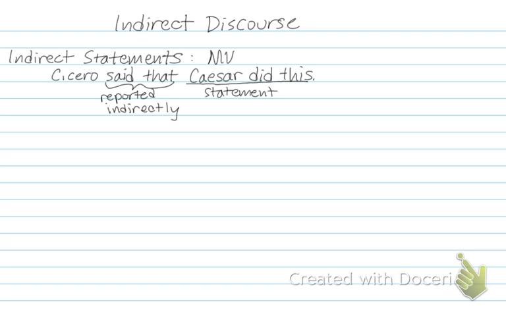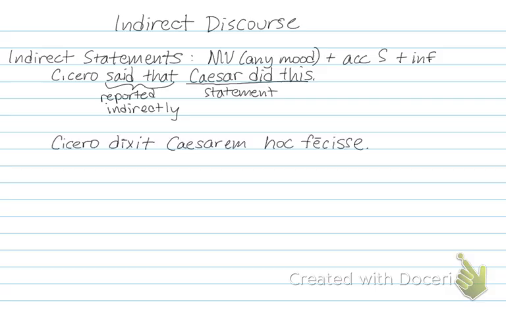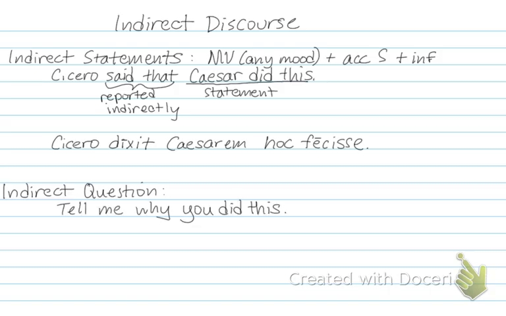In Latin, we take our main verb, said, that can be any mood, indicative, subjunctive, or imperative, and we add an accusative subject for the indirect statement and then the infinitive for the indirect statement. So, for example, Cicero dixit, and then accusative Caesarem, hoc fecisse, infinitive fecisse. Now we're going to learn indirect questions, which are constructed in an entirely different way in Latin.